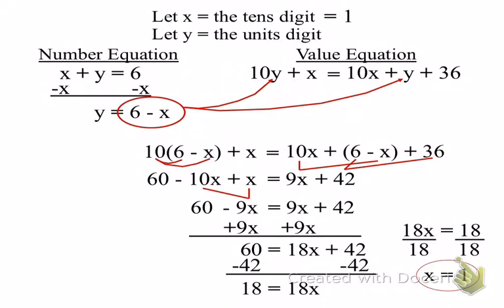If x is 1, I then go back to my original equation. y equals 6 minus 1, y equals 5.